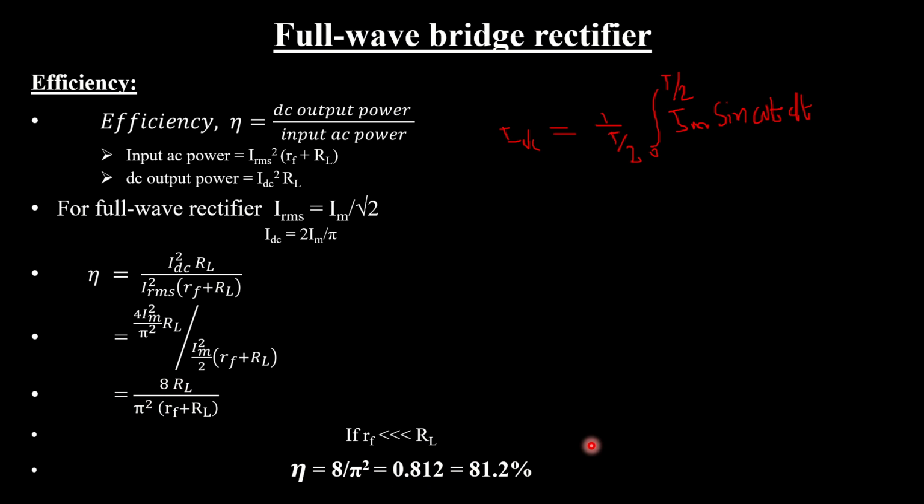So we have seen that a half wave rectifier has an efficiency of 40.6%, but a full wave rectifier has an efficiency of 81.2%. So this 81.2% is double that of the half wave rectifier. So the full wave rectifier is much more efficient than the half wave rectifier. The efficiency is given by this expression. The calculation is important as far as your university examinations are concerned.